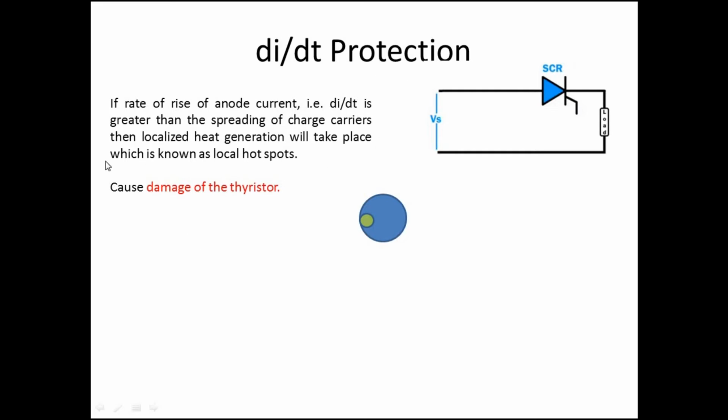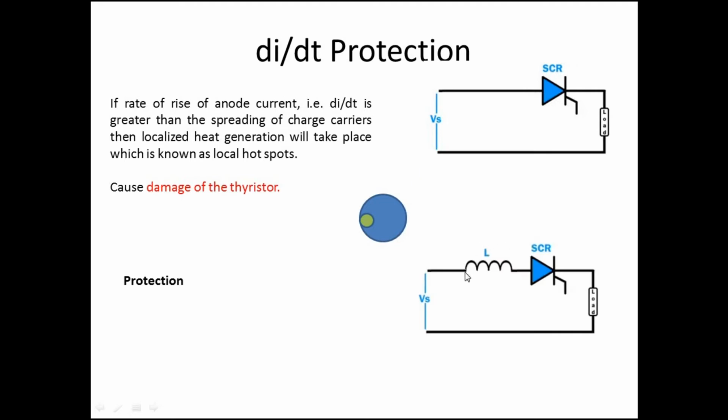The reason for this damage is the high di/dt, a high change in current. So we can provide a protection in order to limit this high di/dt, or high change in current. We can limit the change in current by using the electrical component inductor. An inductor is the component which opposes the change in current, by the value of the inductor. So we can connect a series inductor to this device. This will inhibit the sudden change in current.